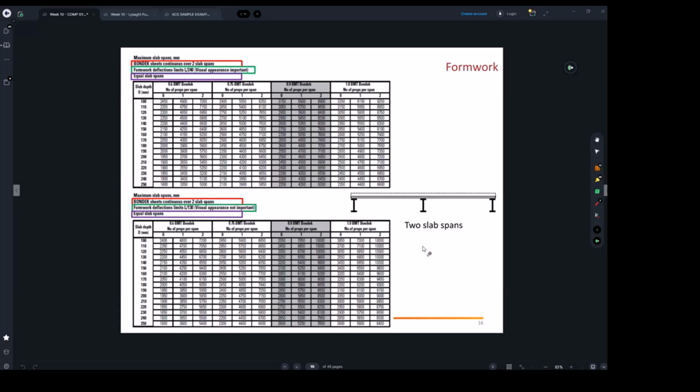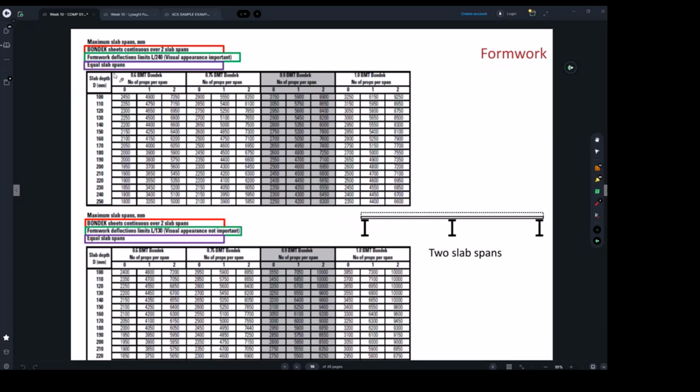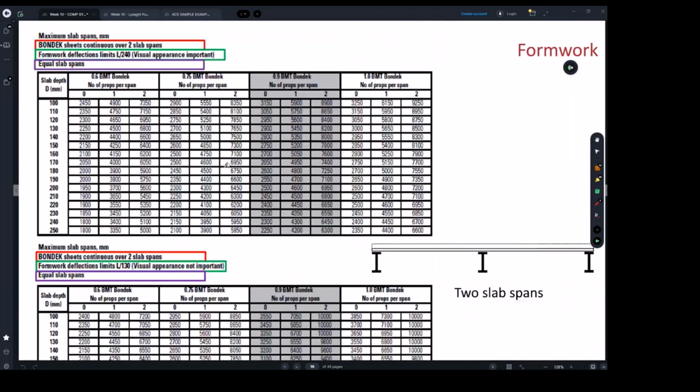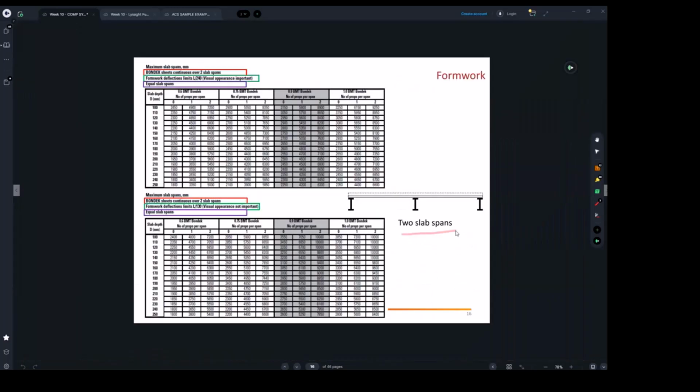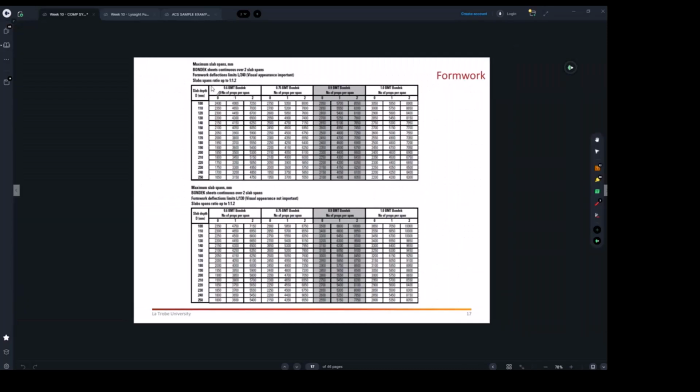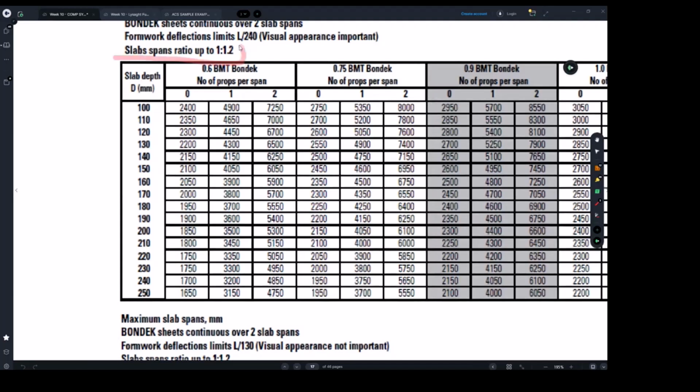Here we're talking about 2 spans, right? And pay attention to this magenta color here, equal slab spans. So what does this mean? This span is equal to that one, right? 2 spans and they are equal. Now, I think we do have situations where the spans are not equal. There is, but they can vary up to 20%. So if one span was 1 meter, the other one has to be 1.2. If one span was 2 meter, the other one has to be maximum 2.4.